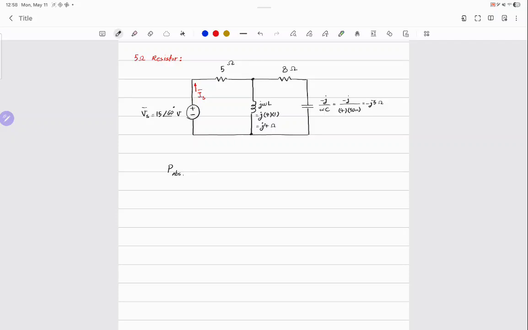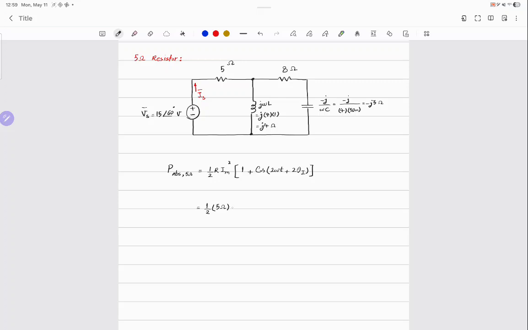P absorbed of the 5 ohm is equal to 1/2 Vm squared over R times 1 plus cosine 2 omega t plus 2. Oh, I wanted to go for current, sorry. 1/2 R Im squared, 1 plus cosine 2 omega t plus 2 theta I. It's equal to 1/2. R is 5 ohms.